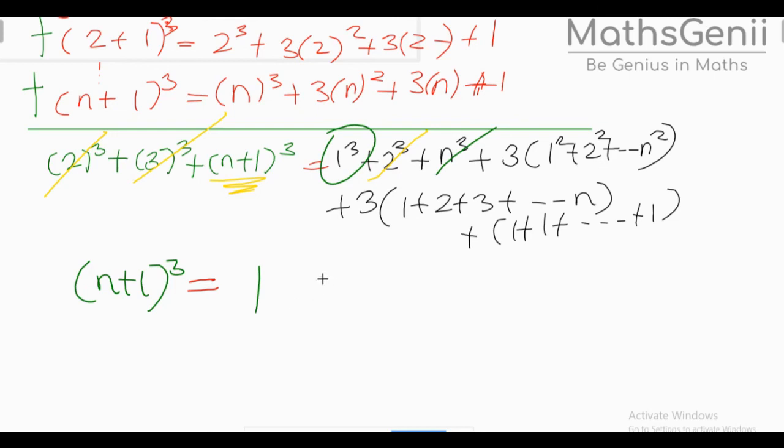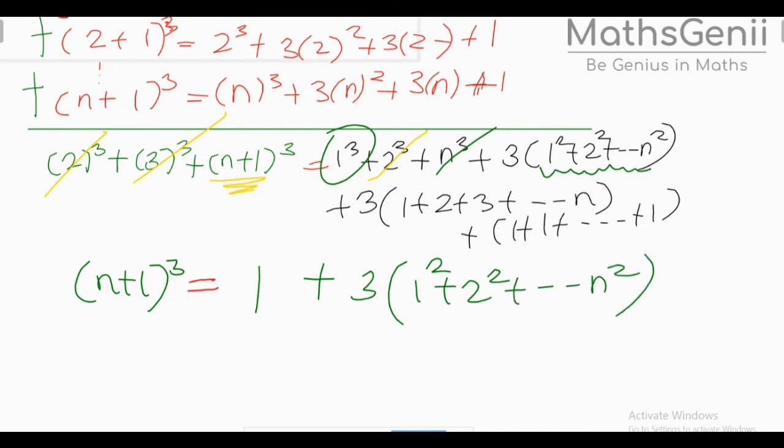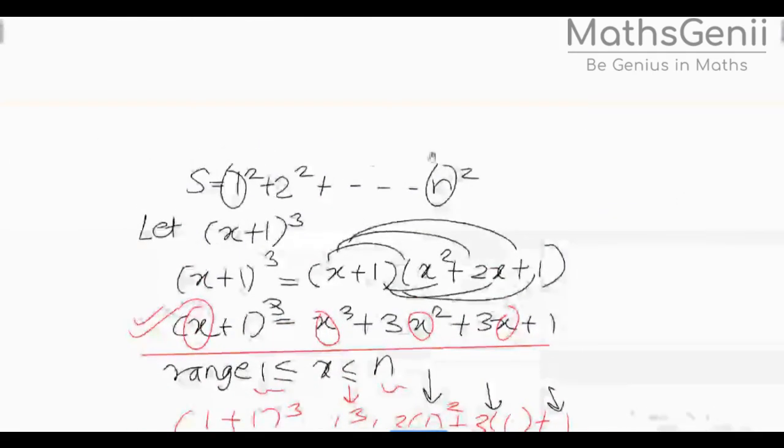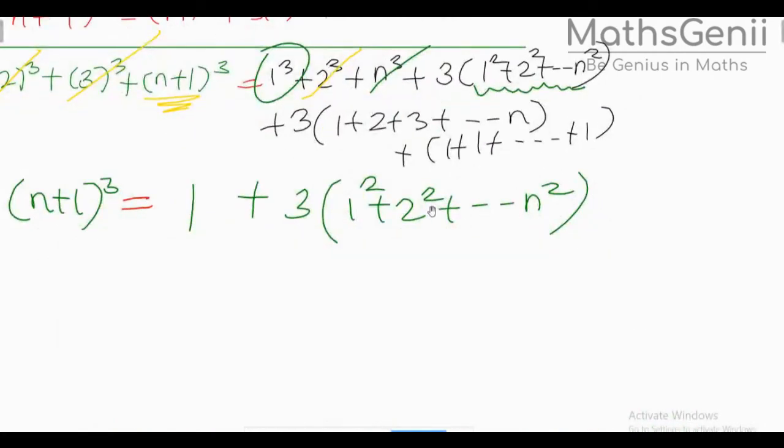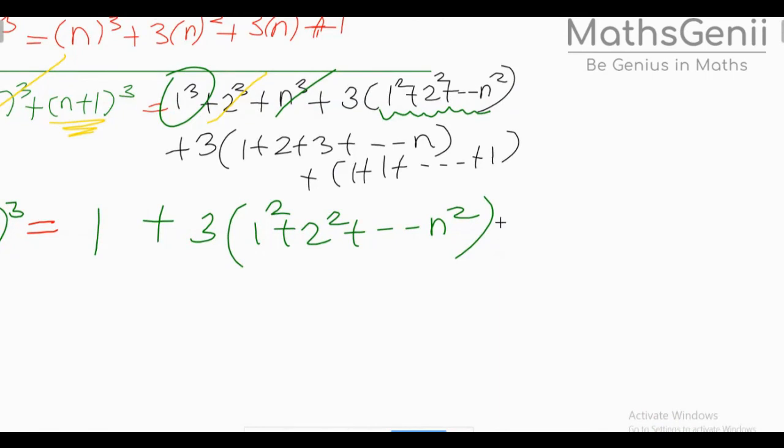So it's 1 plus 3 into 1 square plus 2 square plus n square. This is what I want to find, correct? See, we had started with that. This is what I wanted to find, 1 square plus 2 square till n square. So this is what I want to find. Plus 3 into. Now look at this very carefully. I'm just star marking this.